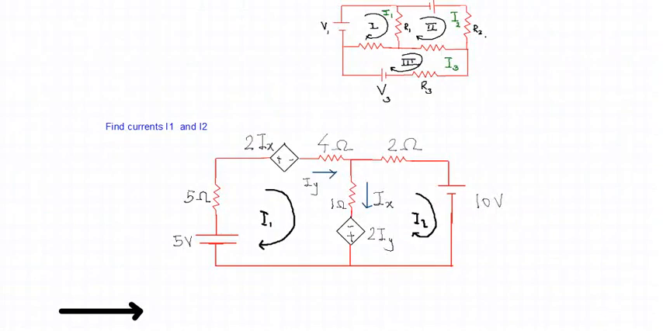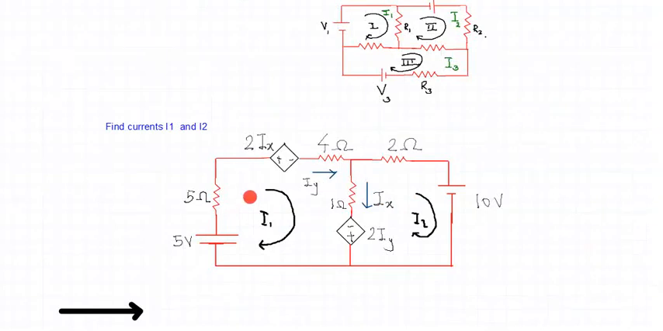So the problem is to find the currents I1 and I2. When you have been given a particular problem, the very first thing that you need to do is analyze the given circuit. Analyze what are the components present in the circuit. This particular network consists of two independent sources of 5 volts and 10 volts. So I have two independent sources, right?